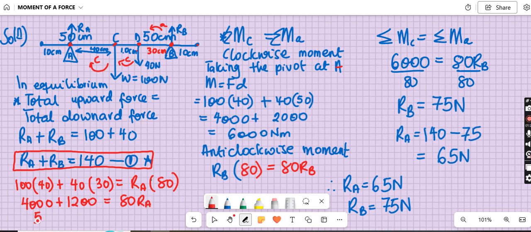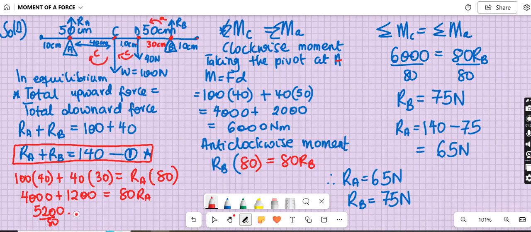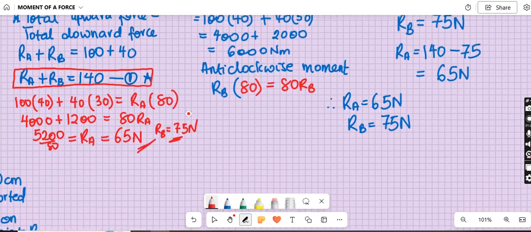So we'll have 5,200 over 80. 5,200 over 80 should be RA. So what would RA be? If you divide, you will get 65 Newton. Applying that in your equation 1, you will find RB to be also what? 75 Newton. So we are getting the same thing, whether we use the pivot at A or the pivot at B.